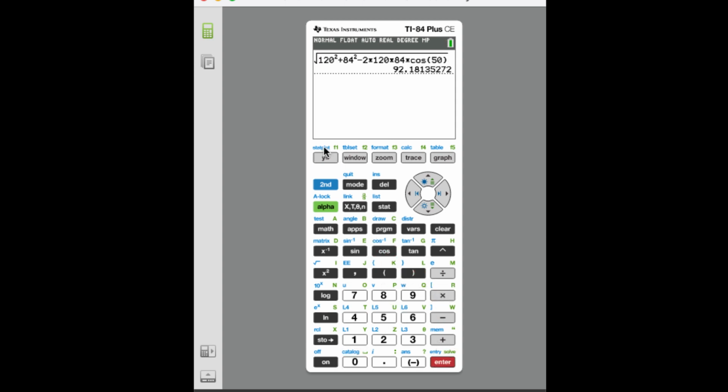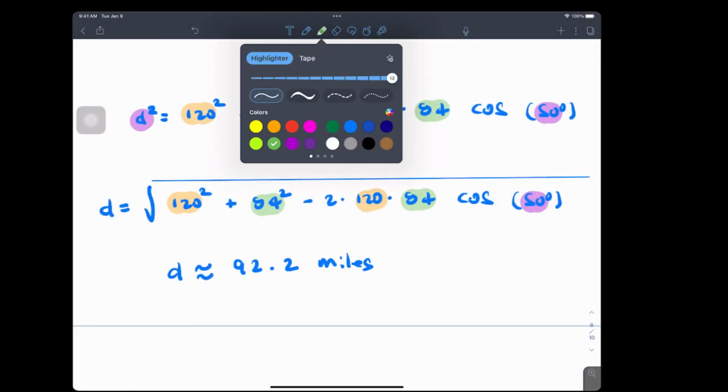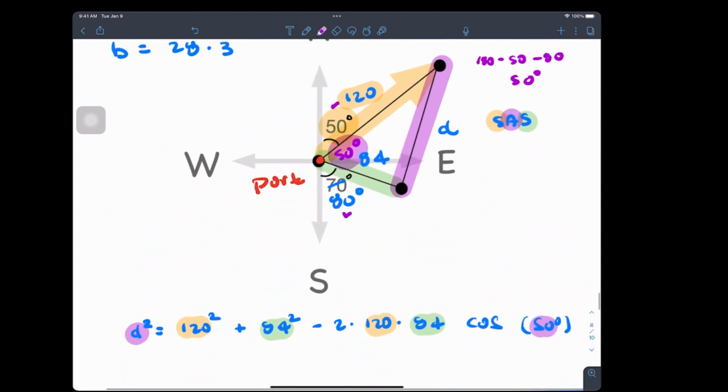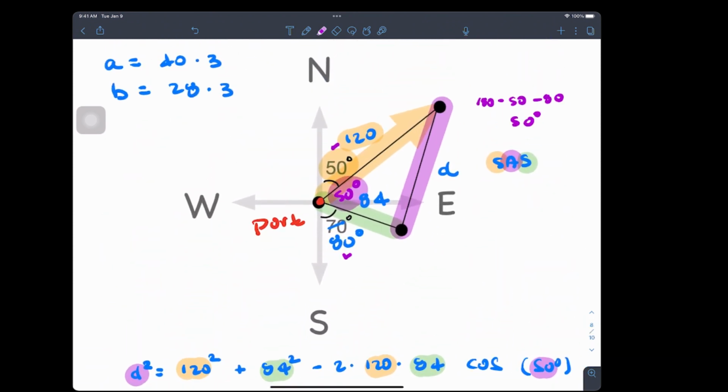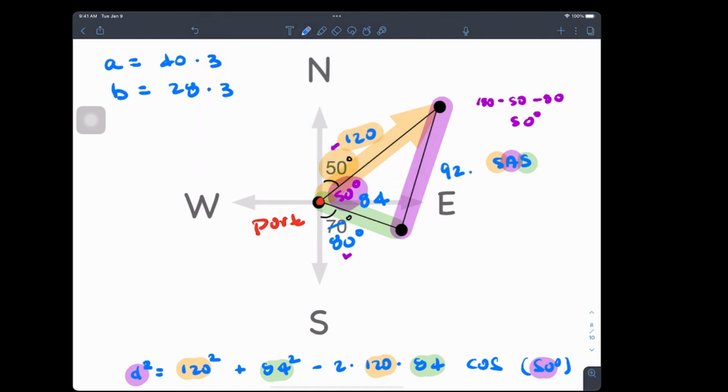Close that. Ladies and gentlemen, what do you get? What's your distance? 92.2, and that's in miles, I think. So there's your distance D. Easy peasy lemon squeezy. 92.2 miles, and that goes right up in here. We're going to go out to the nearest tenths, a little bit more accurate. Okay, 92.2 miles. This was a side angle side scenario, and there you go.